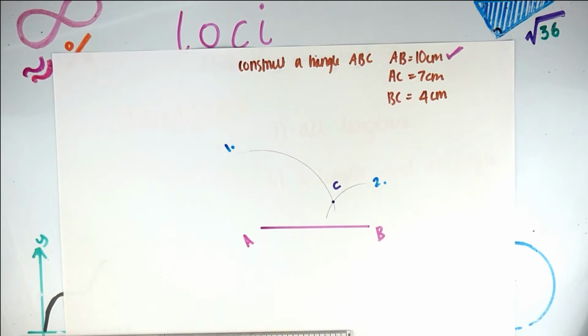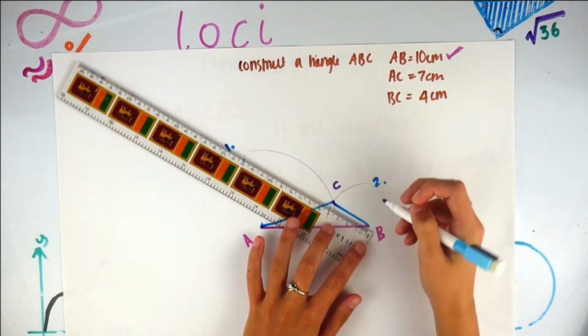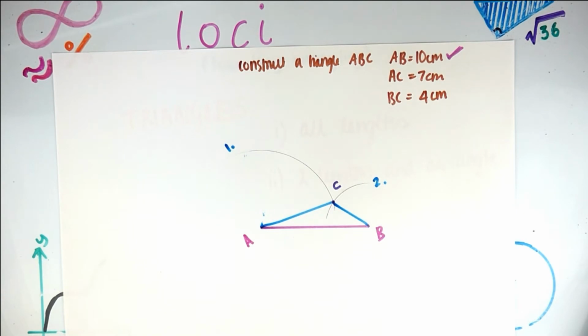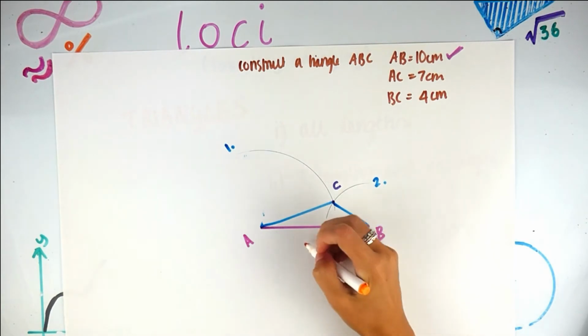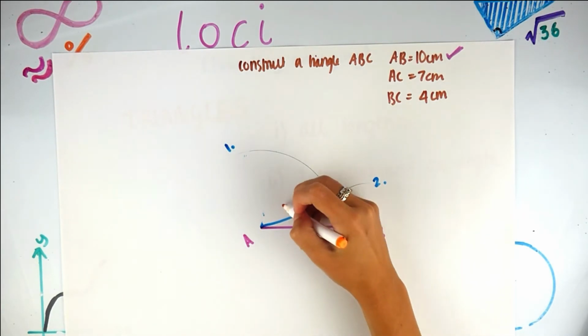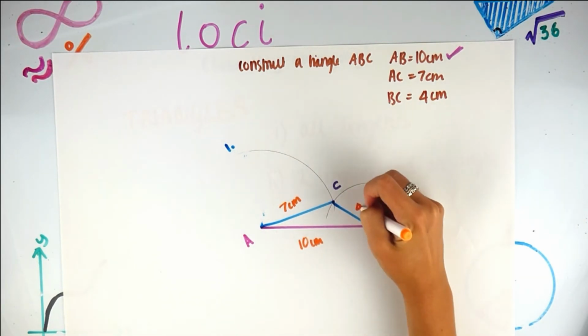So now you just join it up and you construct your triangle. So there we go, now we have triangle ABC. You can check if you want, but if you measure these, we measured that first one, so that is 10 centimetres, this was 7 centimetres, and this was 4 centimetres.